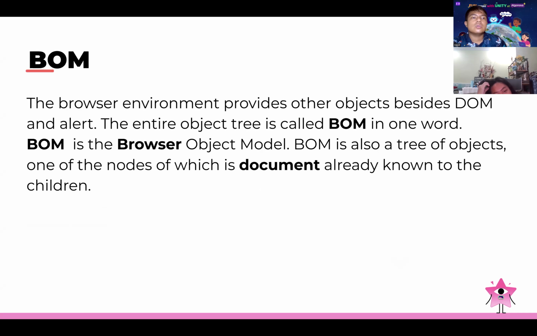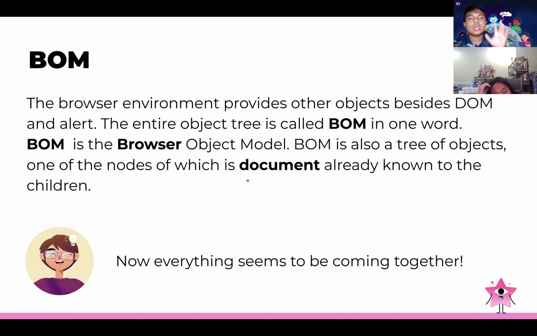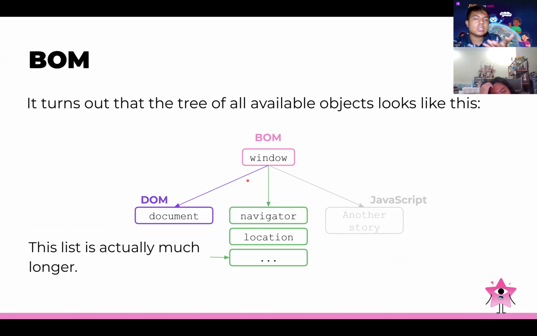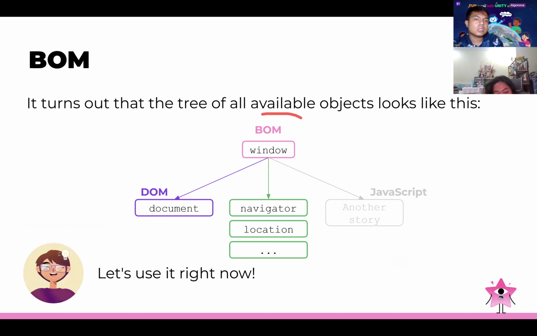Now, this is called the BOM, or browser object model. That means you can take the elements of the browser like the DOM. Instead of manipulating the HTML elements, you will be manipulating the browser. So the structure is like this. The BOM is the first priority, and then the next one is the DOM.